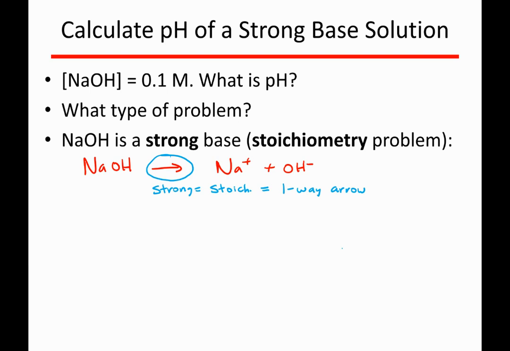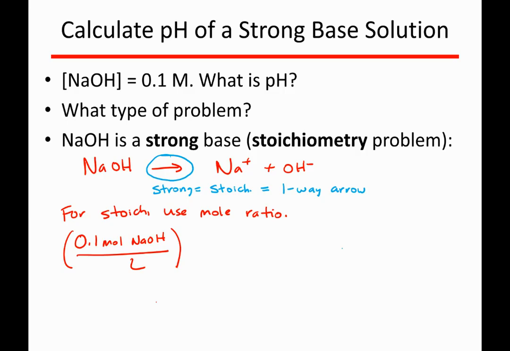Now, for stoichiometry problems, we can use the mole ratio. All right, so let's do that here. For the NaOH, we're told that the concentration is 0.1 molar, meaning that we have 0.1 moles of NaOH per liter of solution. We need to convert that into the hydroxide ion, right? Because it's the concentration of hydroxide ion that controls the pOH and, by extension, the pH. So let's convert that to hydroxide ion. It's a 1-to-1 mole ratio, so there's 1 mole of hydroxide ion for every 1 mole of NaOH.